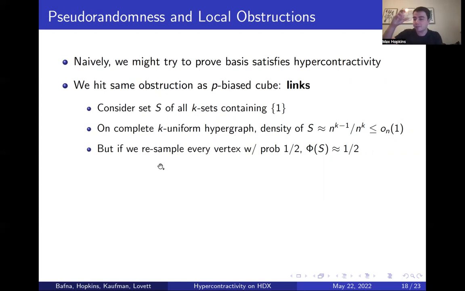But if you resample every vertex with probability 1/2, this analog of the 1/2 noisy operator, then the expansion is again about 1/2, because you only leave the set if you resample 1, and that happens with probability 1/2. So again, full strength Bonomi would predict that the expansion of this set is really good because it's a small set. But you seem to have this local obstruction where it's actually only 1/2.